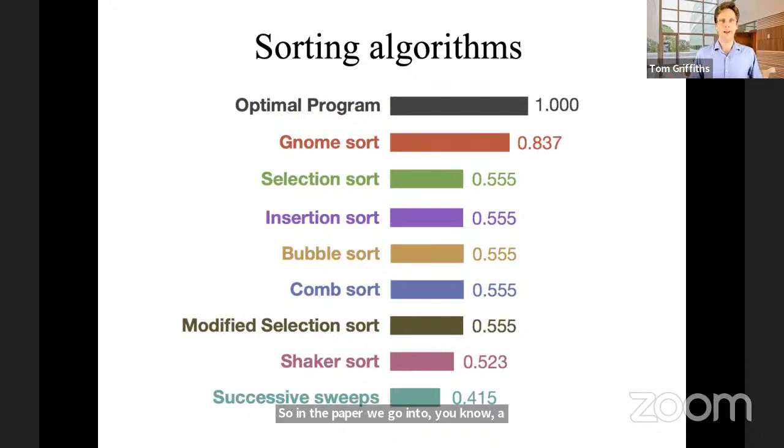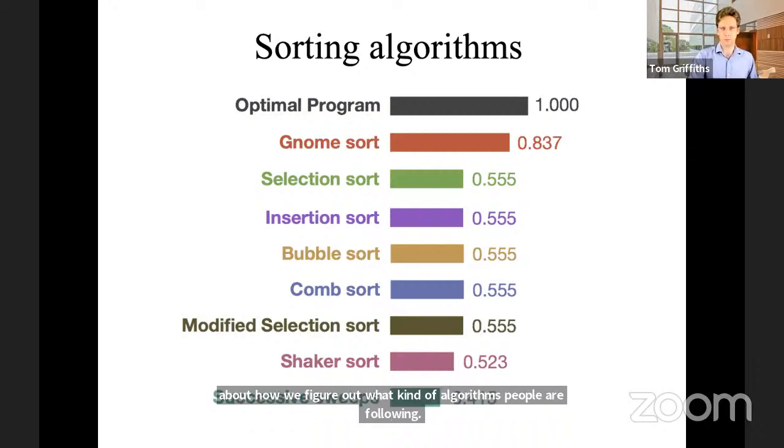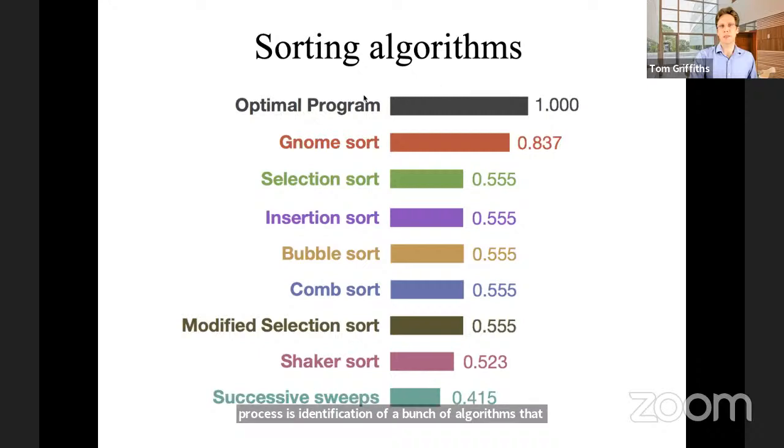It turns out to be kind of hard, but the outcome of that process is identification of a bunch of algorithms that people might be using. It's worth saying, for sorting 6 objects, there's an optimal program for sorting those objects, which if you follow that procedure, you get a perfect score on our task. Nobody does that. So that's kind of just used to define what success would mean here.